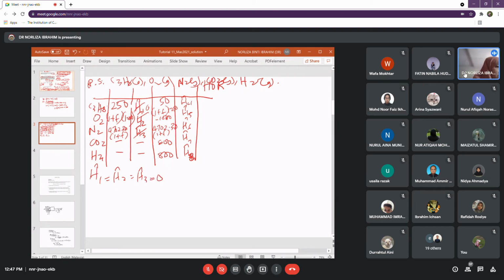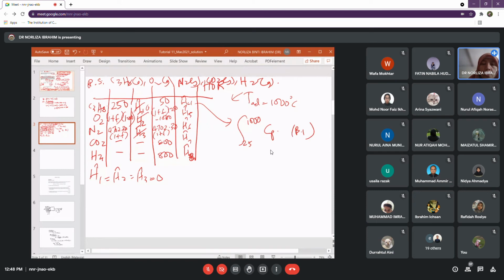Okay, the reference state is 25 degrees C. Now for the outlet, you have to select the adiabatic temperature. So let's say for this first table, you assume T adiabatic as 1000. I follow the solution, 1000 degrees C. So from 1000 degrees C, you have to integrate from 25 to 1000. You have to use the CP from table B1.